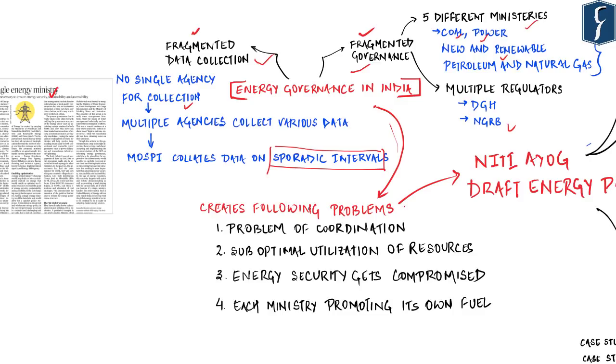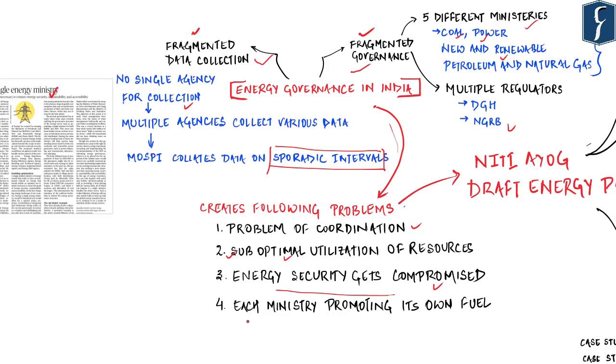Now, the first problem is the problem of coordination among various ministries and departments. As the data is fragmented and policies are made individually for each and every ministry, it leads to lack of coordination among them. Then, the next problem which emerges is suboptimal utilization of resources. All the ministries work in silos and do not interact with each other, and hence it leads to duplication of efforts, or it might also lead to lack of any effort in certain sectors and hence suboptimal utilization of resources. Now, the third problem is that due to the lack of coordination and suboptimal utilization of resources, India's energy security gets compromised.